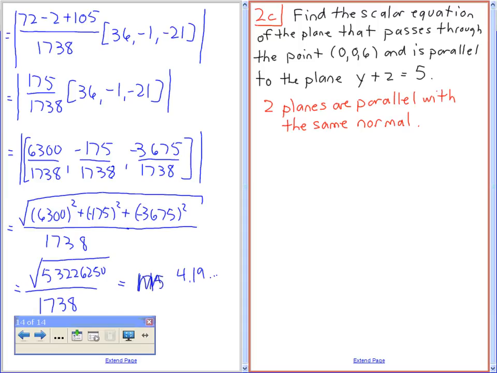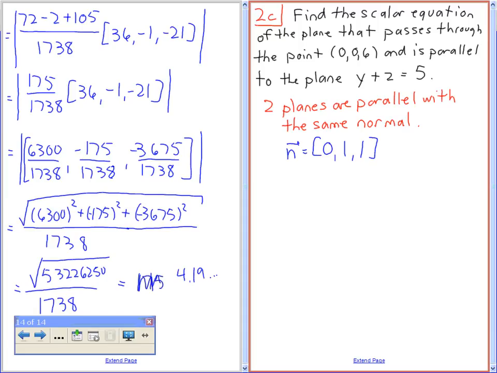Yes. So my normal is equal to 0, 1, 1. If it's parallel, that's usually 0, 1. Yeah, that works out. Okay, so 0, 1, 1.